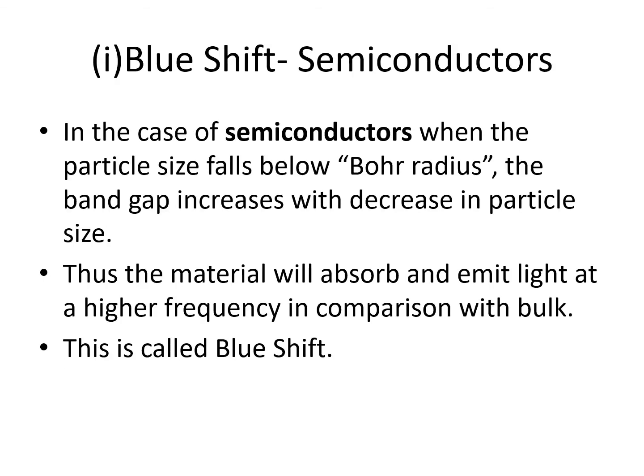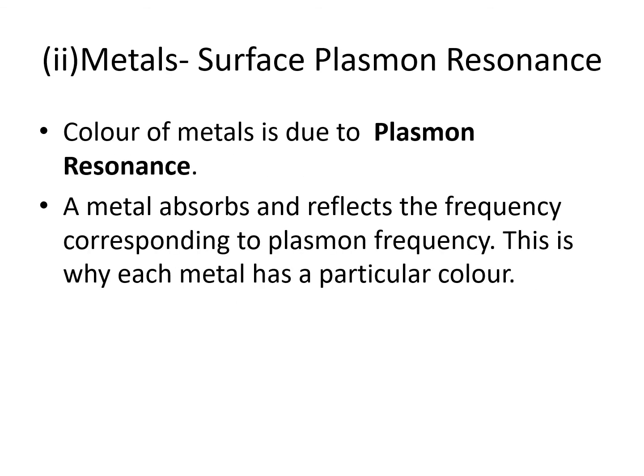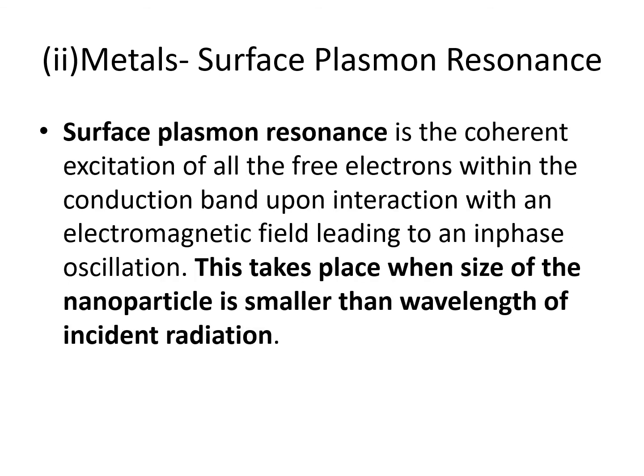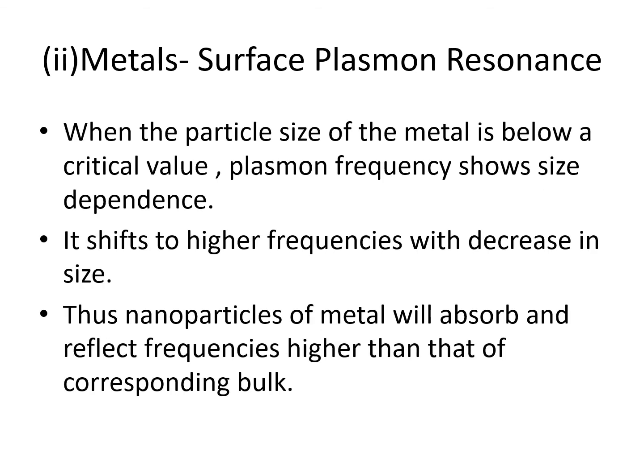Now, when the metal becomes very, very small, what will happen is that the plasmon frequency will actually increase. Now, the plasmon frequency increase means that the color that the metal absorbs and reflects also changes. That is what we have seen in the earlier slides, where gold and silver show different colors with change in particle size. This phenomenon is called the surface plasmon resonance. And this can take place only when the size of the nanoparticle is smaller than the wavelength of the incident radiation. So they naturally happen at a very small size.